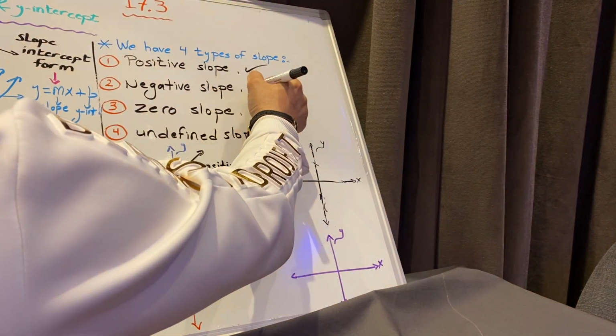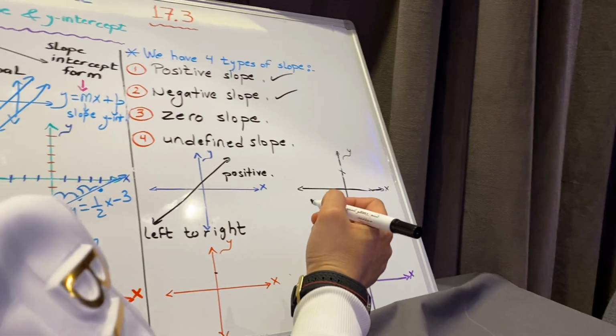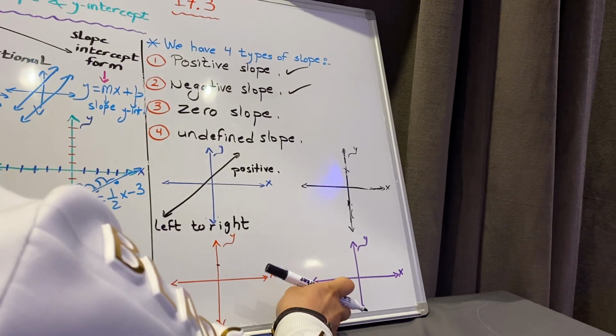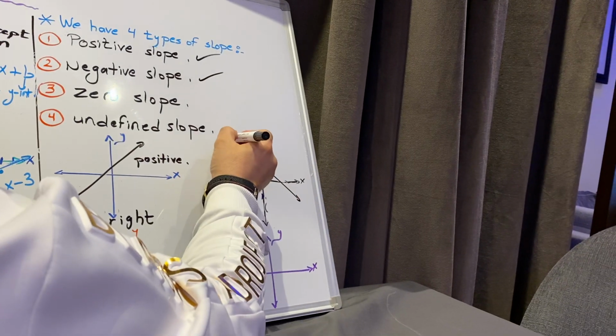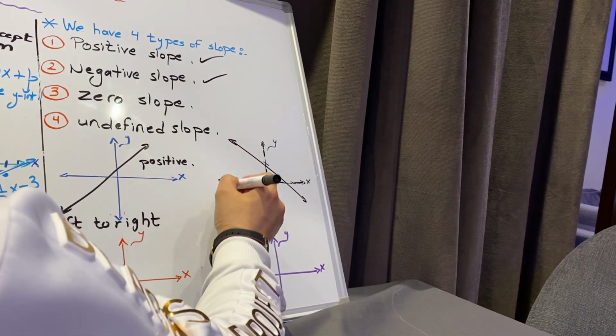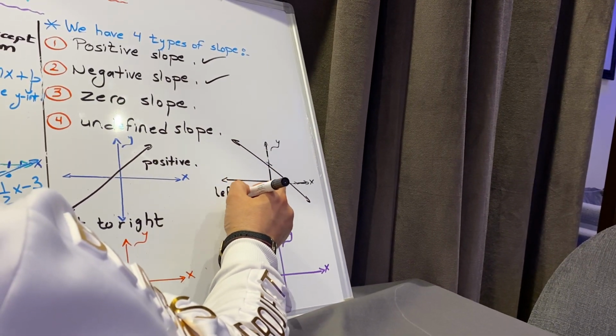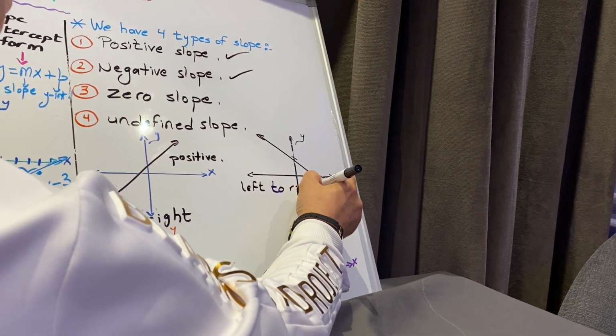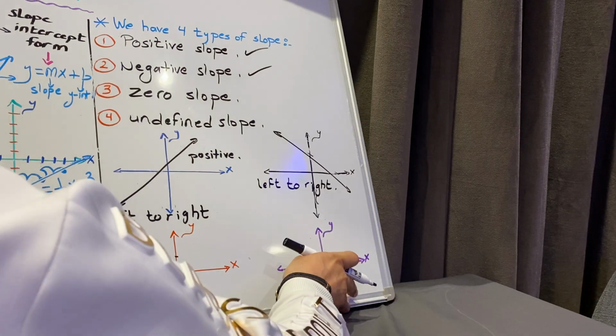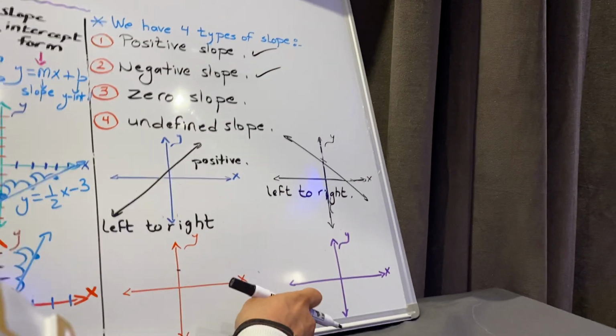Now let's continue with the second kind, which is negative, guys. A negative slope must be in decreasing order, from left to right as well, and it is the same as a bank account if you are losing money, guys.